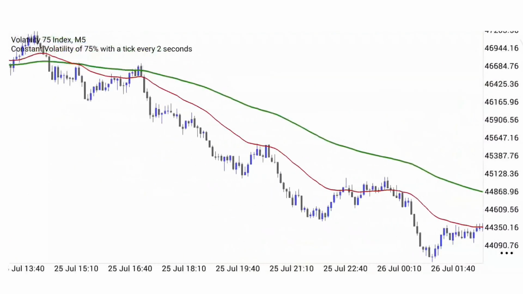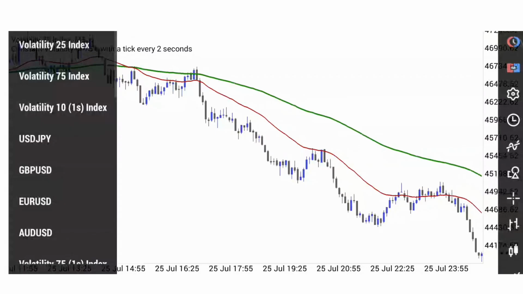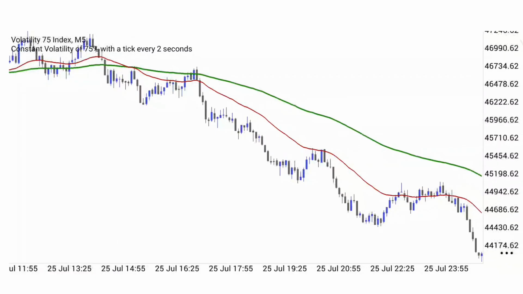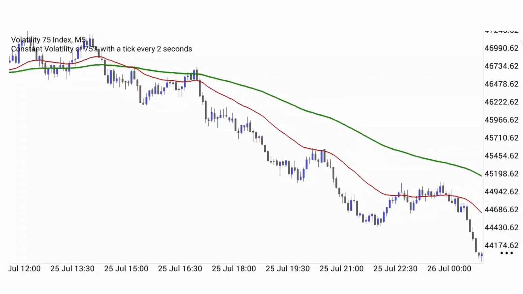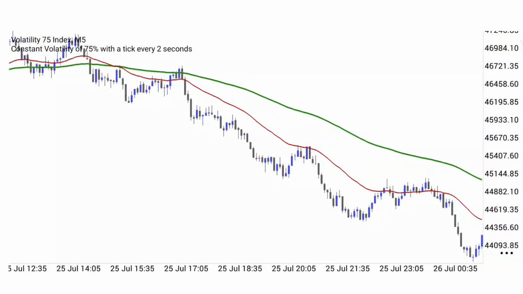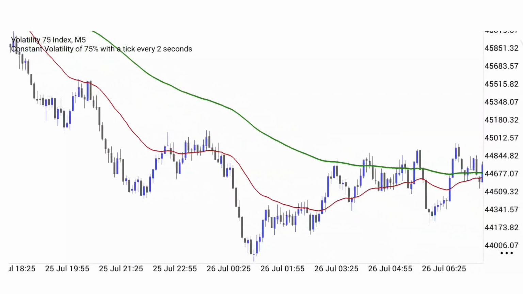And if you want to trade downtrend, make sure that the green is above the red. So it is now a resistance. It's resisting the price from going up. So make sure that this green is above the red for a downtrend.